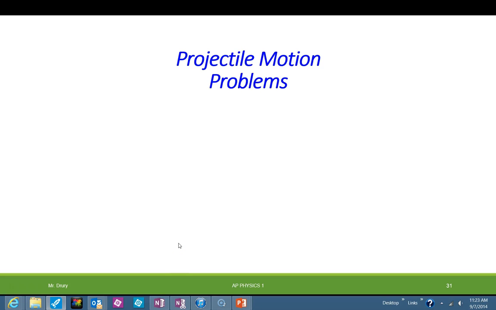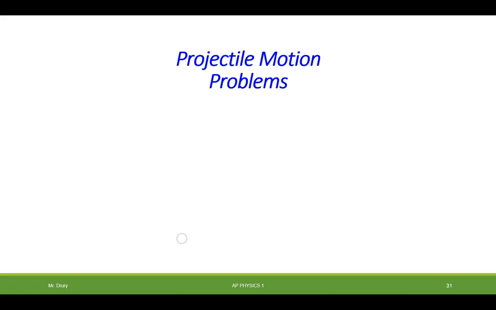Okay, today's lesson will be on projectile motion, actually covering some different problems using projectile motion concepts. So here we go.